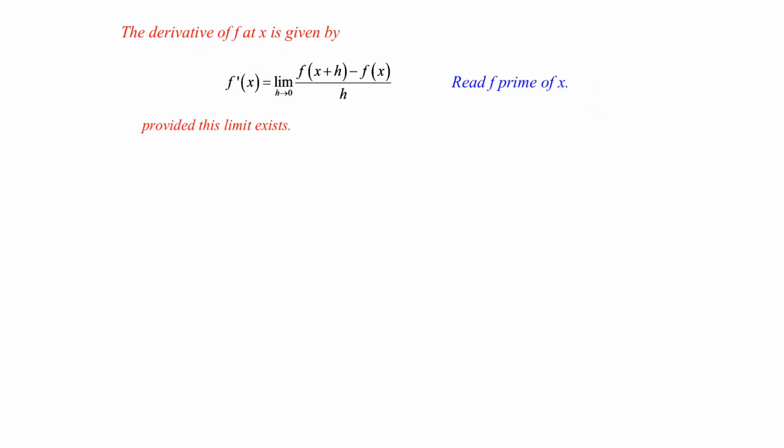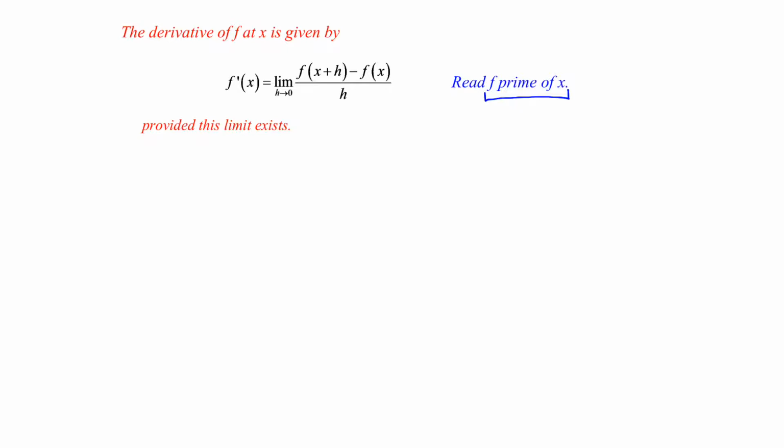So here's what we just found out. The derivative of f at x is given by f prime of x. Once again, that's how it's read. F prime of x is equal to the limit as h approaches 0 of f of x plus h minus f of x divided by h. So we are finding the slope of the tangent line at a given point.